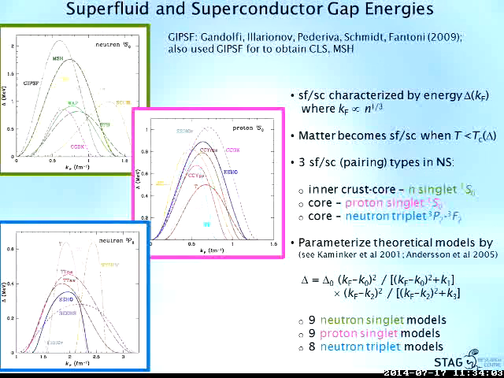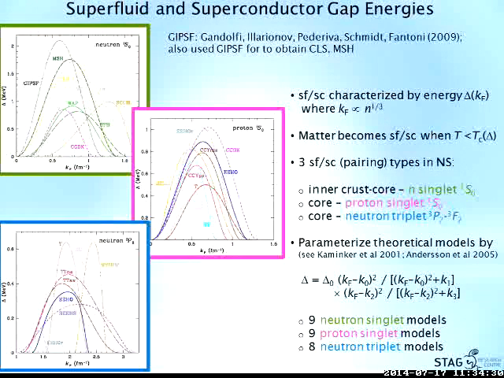And so I've parameterized different models for what this gap energy is. Okay? So these are the 9 neutron singlet models that I've looked at, and 9 proton singlet. So this is in the crust, this is in the core, and this is the neutron triplet in the core, the 8 that I've looked at. Okay.